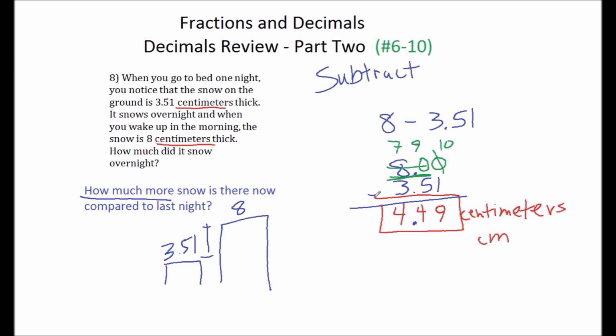And remember, I can check this if I want to. I can add 3.51 plus my answer 4.49. When I do that, I should get 8. It'll probably come out as 8.00, but that is the same as 8. Alright, but there's number 8.